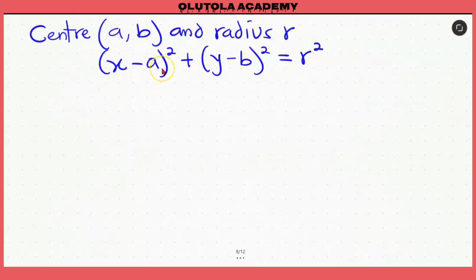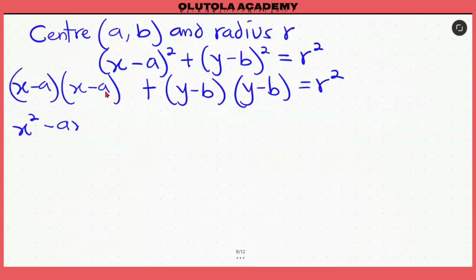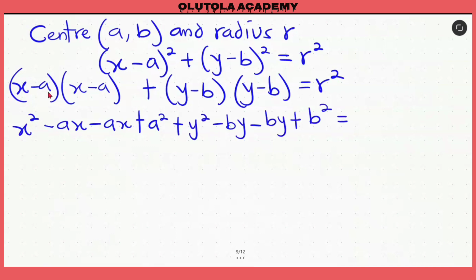If I expand this, what I mean is, if I open this up, (x minus a)(x minus a), and if I expand this also, (y minus b) squared equals r squared. I'm going to have x squared, x times x, then x times this will give us minus ax, then minus ax plus a squared, then I have plus y squared minus by, minus by plus b squared equals r squared.